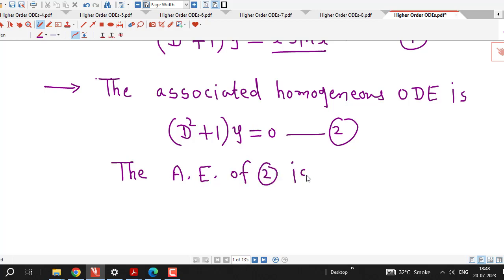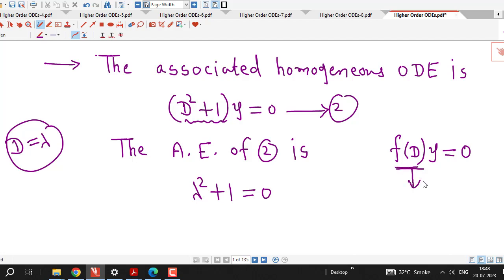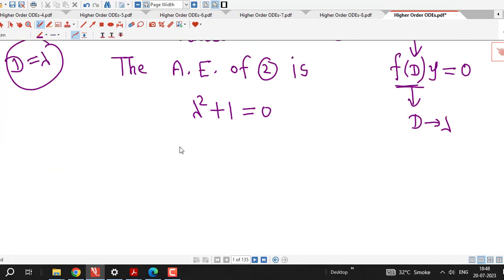The auxiliary equation is obtained by taking D equal to lambda in this number 2. If I take D equal to lambda, I will have lambda square plus 1 equal to 0. If we have our differential equation in the form f(D) y equal to 0, then to write down the auxiliary equation we replace D by lambda in f(D). Now we can easily find the value of lambda which satisfies this equation.